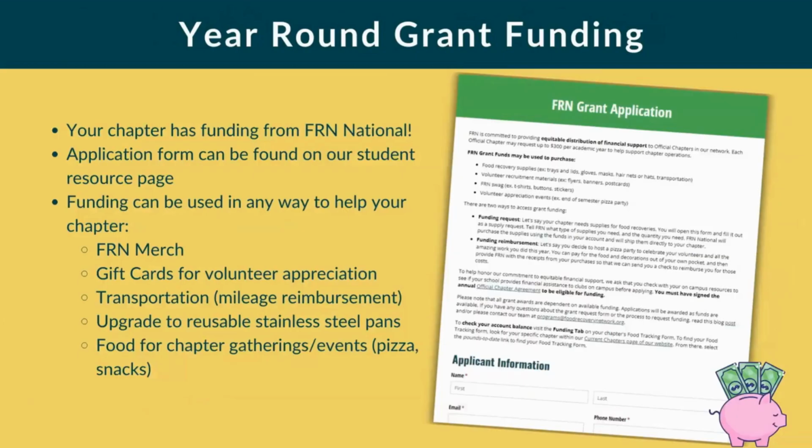And then the next one is our year-round grant funding. I just wanted to remind you that every chapter gets $300 for the academic year, and you can use the funding in any way that helps your chapter. That could be through FRN merch, or you could get gift cards for your volunteers. You could use it for mileage reimbursement. We hear a lot about transportation, so I will email you after this and let you know how you can do the transportation mileage reimbursement. And we've seen a really cool increase in chapters using reusable stainless steel cans in their food recovery efforts, so we've added that to the grant application.